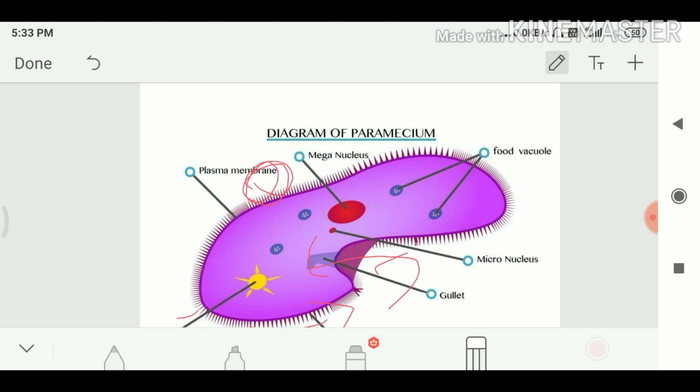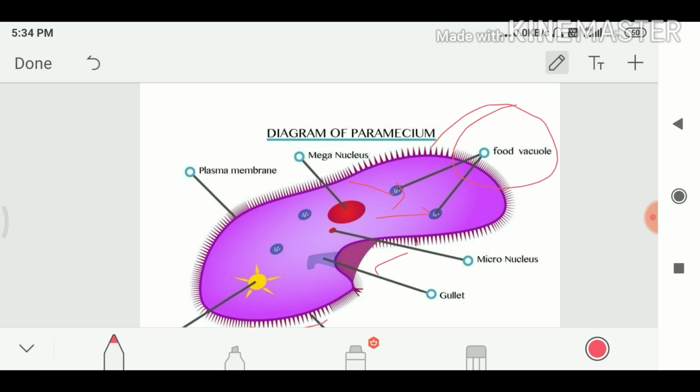Okay. Now the second step, that is digestion. The digestion step is the same as in the amoeba: the food enters the paramecium and is stored in food vacuoles. In another vacuole, hydrolytic enzymes are stored. These hydrolytic enzymes digest this food material into its simpler form. Right?